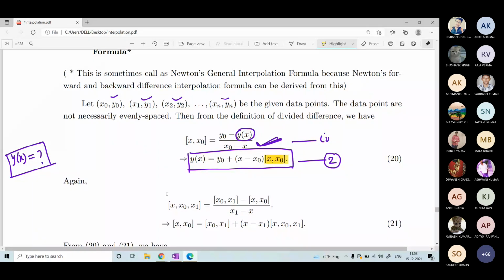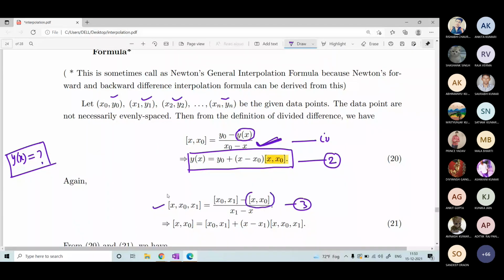Now start with the divided difference of x, x0, x1. This is equation number 3. What is the divided difference of x, x0, x1? By definition, that is the divided difference of the last two data, x0, x1, minus the divided difference of the first two data, which are x, x0, by the total length. What is the total length? x1 minus x.